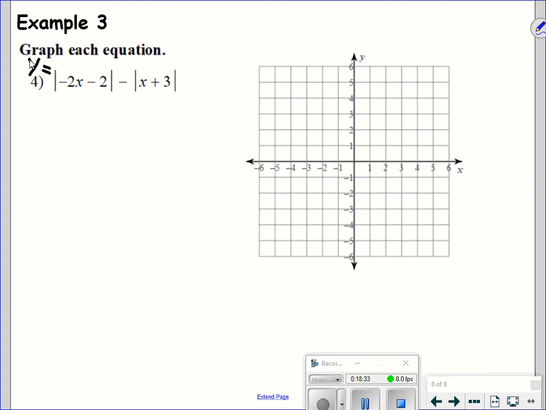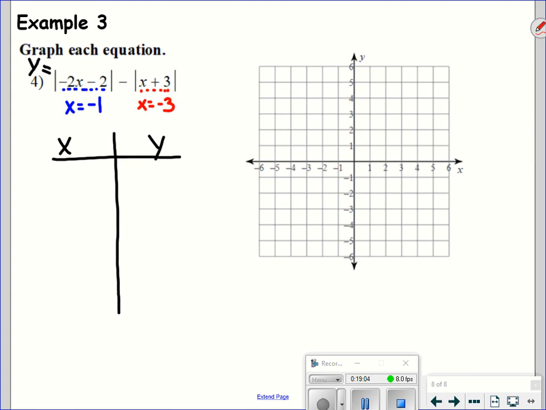But what we're going to do is look at 2 vertex points because there are 2 absolute values here. From this first absolute value, if I had an x value that was negative 1, that would zero out the first absolute value. Here, I'm going to try and color coordinate this a little bit. And for the second absolute value, if x were to equal negative 3, that would zero out that second absolute value. So I want to make sure that my table of values includes both a negative 3 and a negative 1.